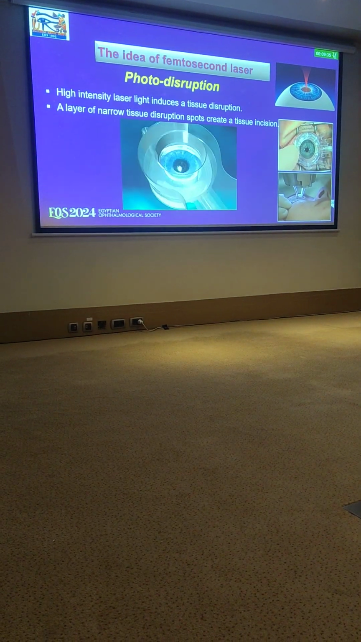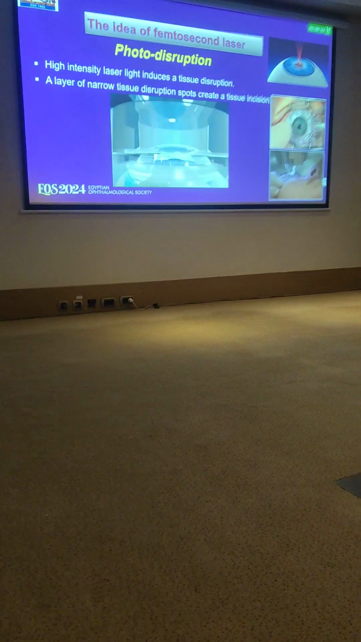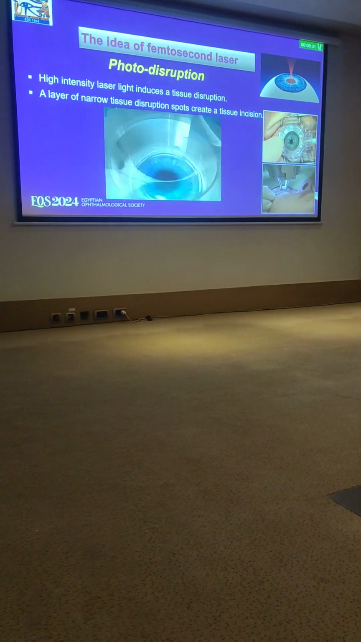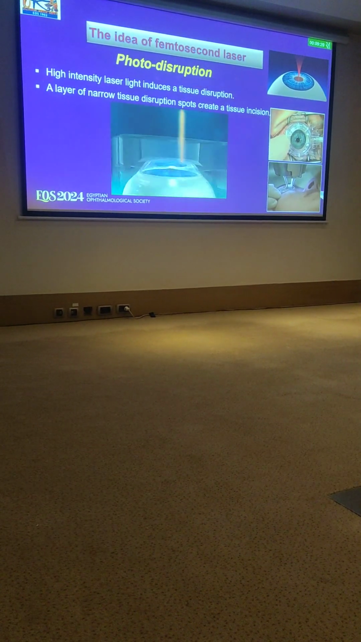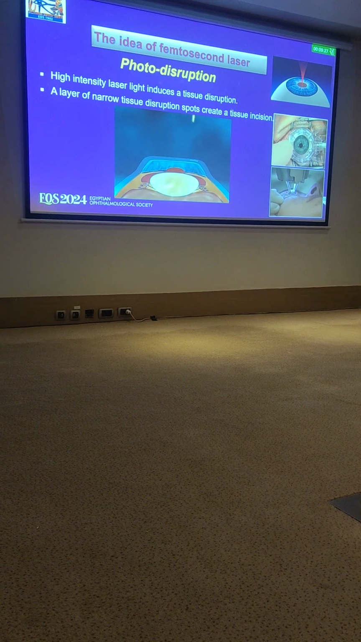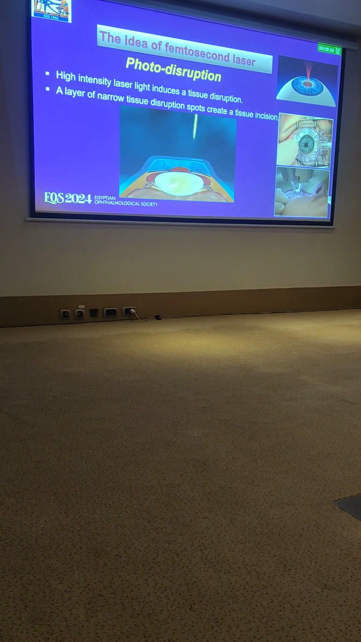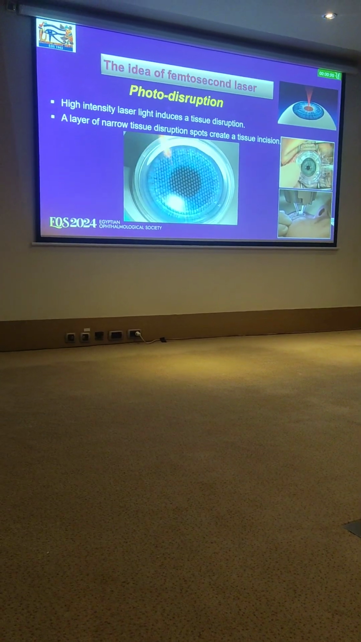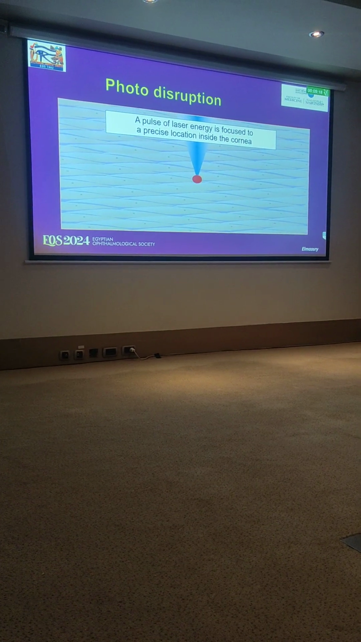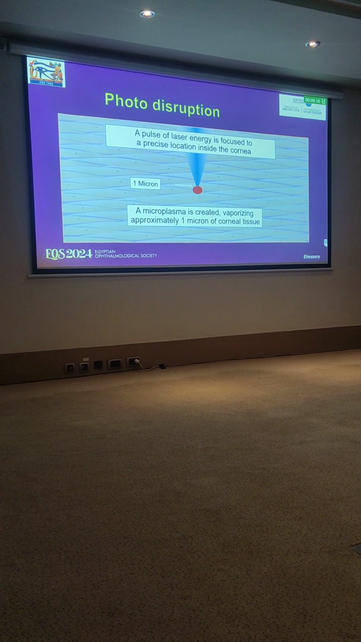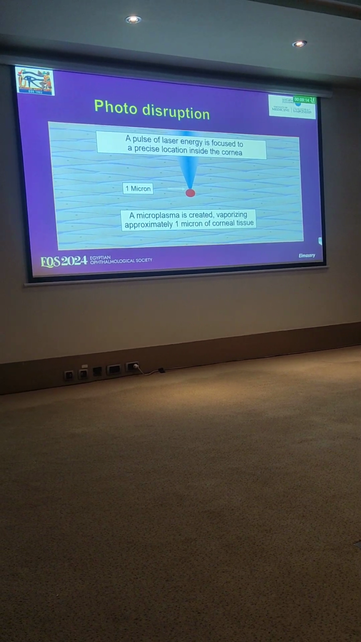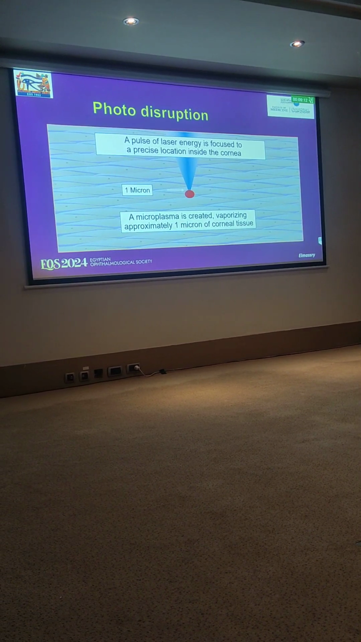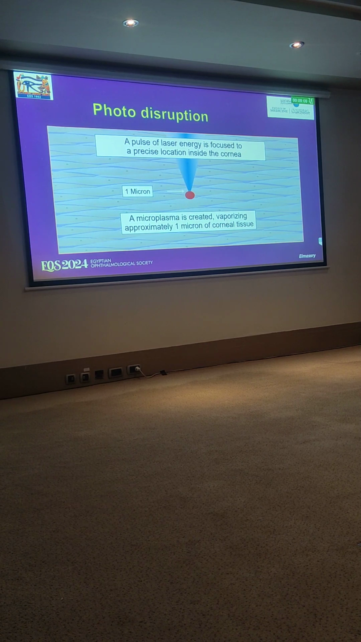So simply, this photodisruption of high intensity laser light induces a tissue disruption, and there is a layer of narrow tissue. This disruption spots create a tissue incision. Let's understand more what's the idea of this photodisruption. So simply, there is a pulse laser energy which is focused on a precise location inside the cornea, and this location size is 1 micron.